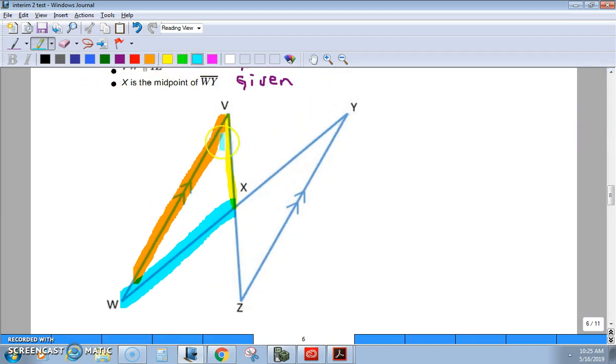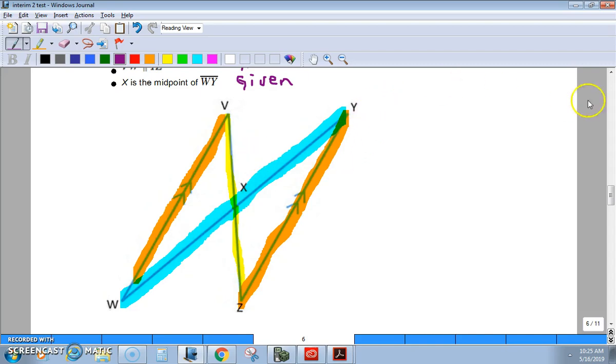So this blue is here, YX, yellow. So the yellows have to be the same, the blues have to be the same, and the oranges have to be the same, because that's what it's saying. Does that make sense, you guys? Because it's the way it's written. It's written WXV and it's written YXZ. So the way it's written is how we have to prove they are the same.